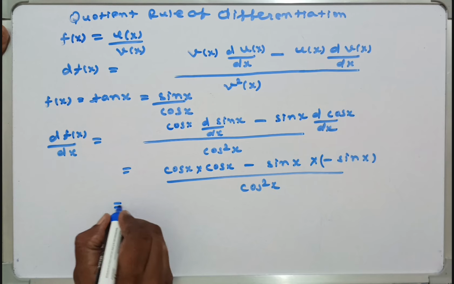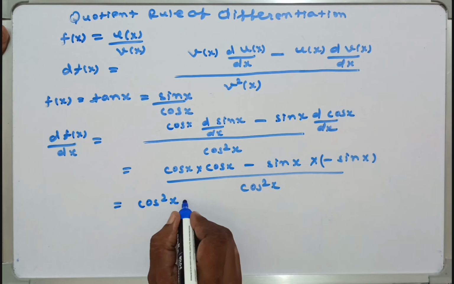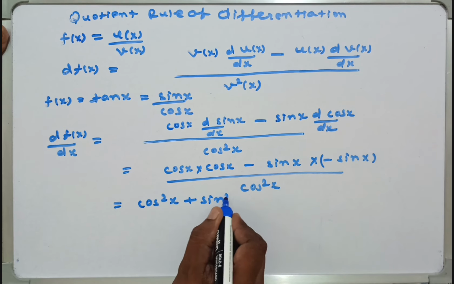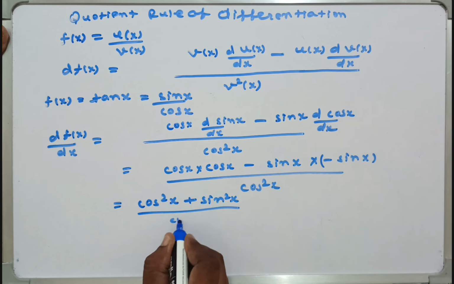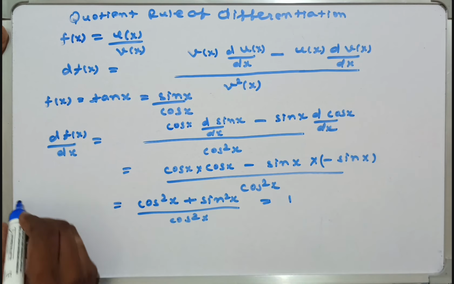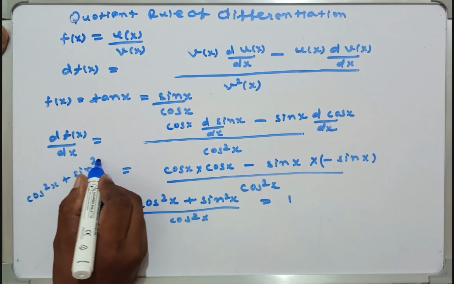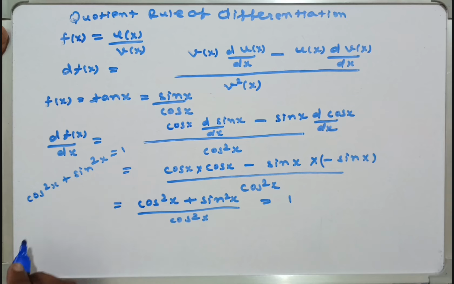What will be the final answer? This is coming cos square x plus sin square x divided by cos square x. So this is equal to 1. You know that cos square x plus sin square x equals 1. Sir, is it true or not?